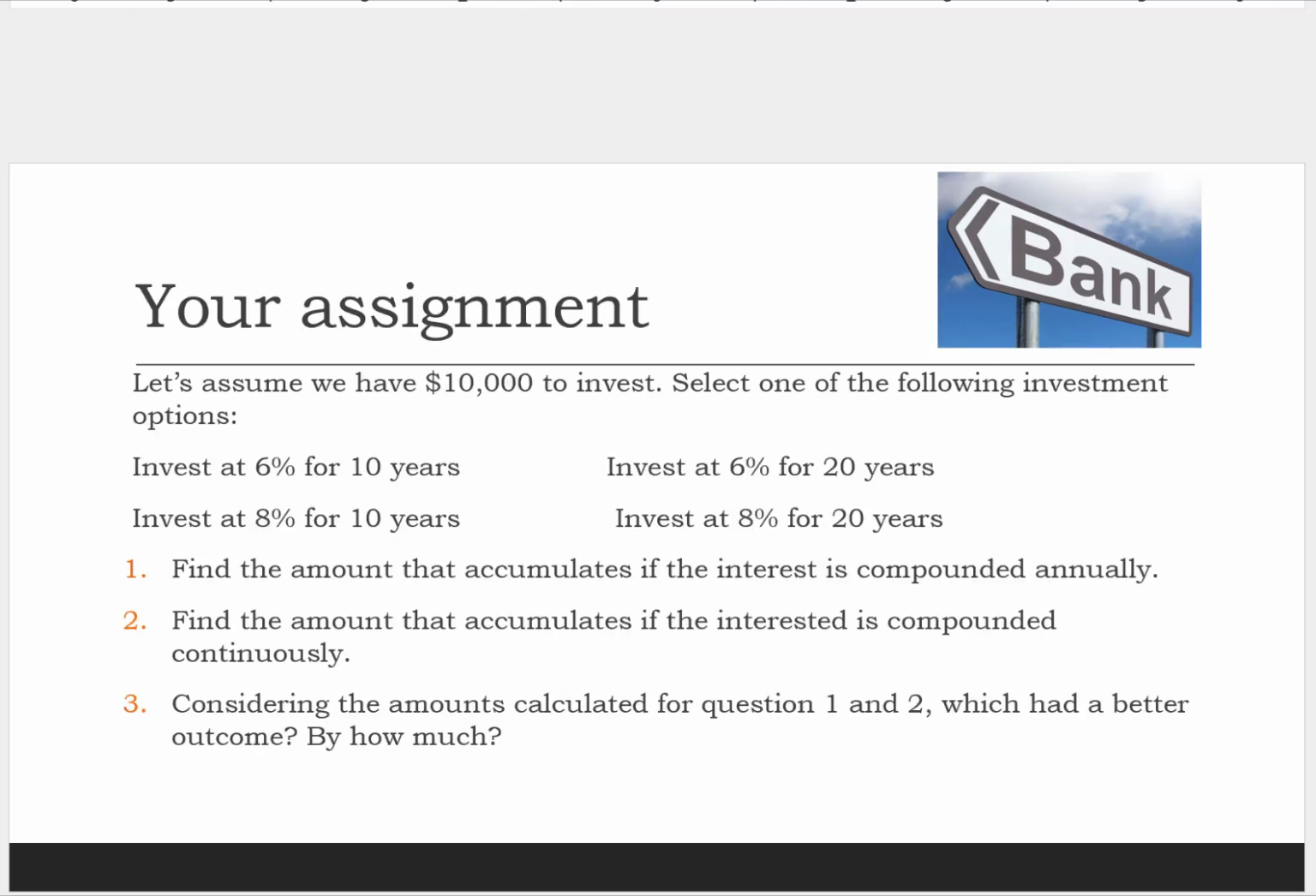So for this assignment, we're going to assume that you have $10,000 to invest, and you get to pick from one of the four investment options shown. Invest at 6% for 10 years, invest at 8% for 10 years, invest at 6% for 20 years, invest at 8% for 20 years. What you're going to do is do the compounding annually, and then you're also going to calculate the continuous compounding and then compare the two amounts. Which one do you think is a better outcome and by how much?